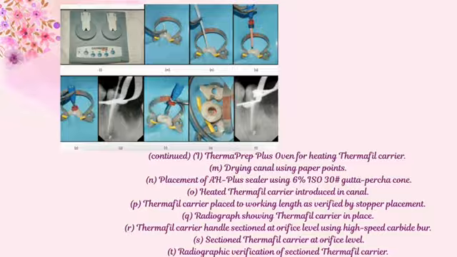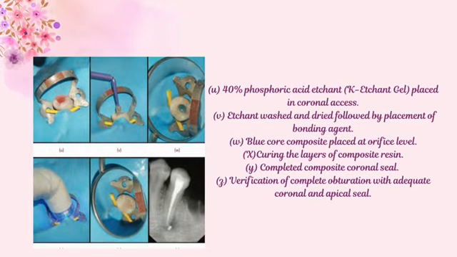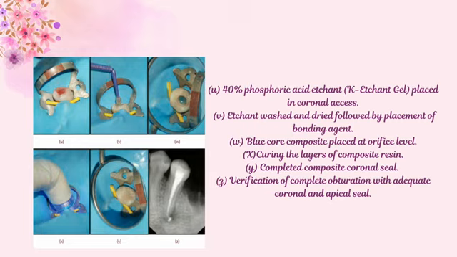Thermafil carrier handle sectioned at orifice level using a high-speed carbide bur. Sectioning of the Thermafil carrier at the orifice level and radiographic verification of the sectioned Thermafil carrier. The continuation of the Thermafil thermoplastic technique: 40% phosphoric acid etchant is placed in the coronal access, etchant washed and dried, followed by placement of bonding agent. Blue core composite placed at the orifice level, curing the layer of composite resin, completed composite coronal seal, and verification of completed obturation with an adequate coronal and apical seal.